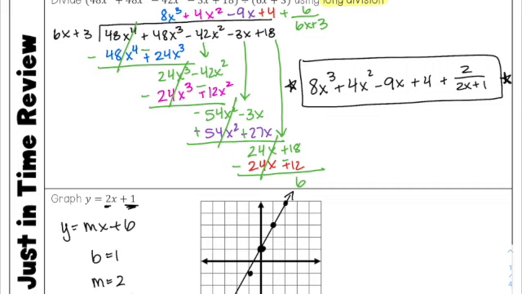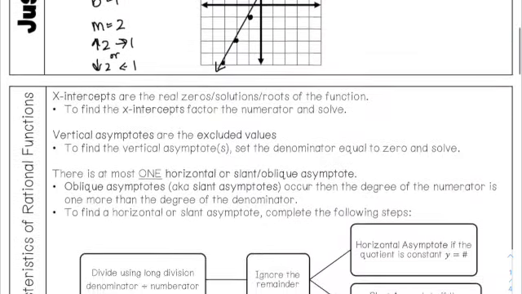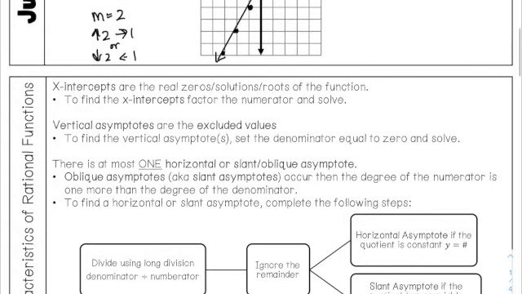So this is just some information that will help us with today's notes. Let's go ahead and look at this information down here. So here it says characteristics of rational functions. Your x-intercepts are the real zeros, solutions, or roots of the function. Remember that zeros, solutions, and roots all represent x-intercepts. All 4 of those words mean the same thing.